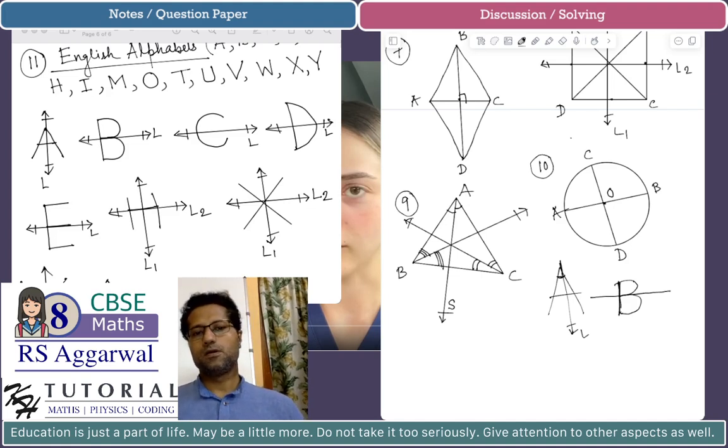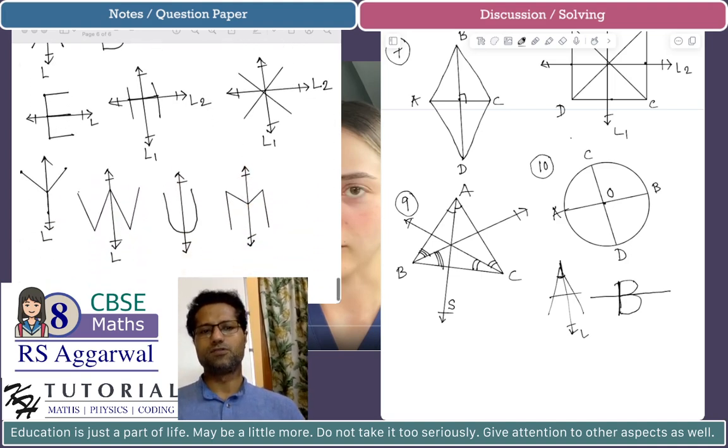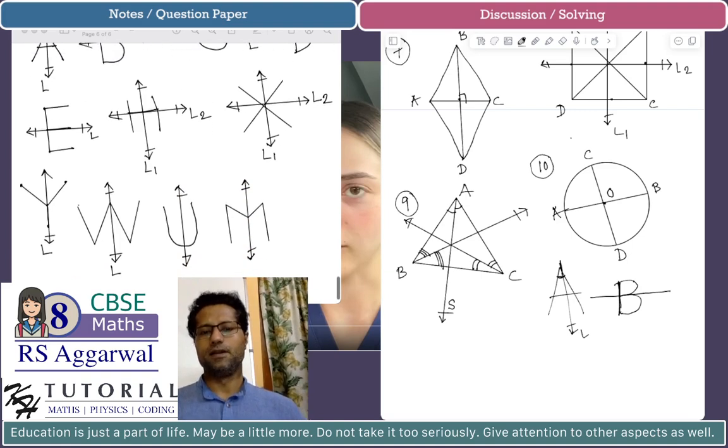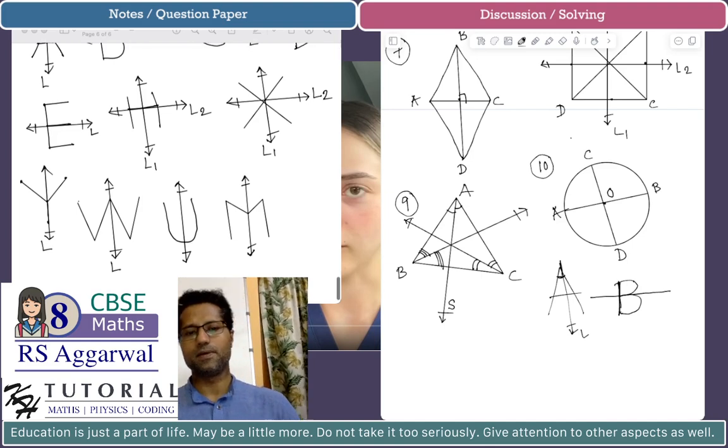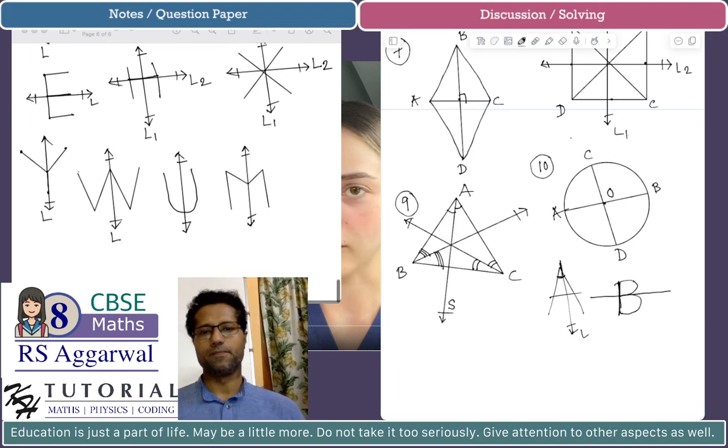Okay. So similarly, you can see that letter C has one line of symmetry, letter D has one line of symmetry, letter E has one line of symmetry, letter H has two lines of symmetry, letter X has two lines of symmetry, letter Y has one line of symmetry, letter W has one line of symmetry, letter U has one line of symmetry, and letter M has one line of symmetry.